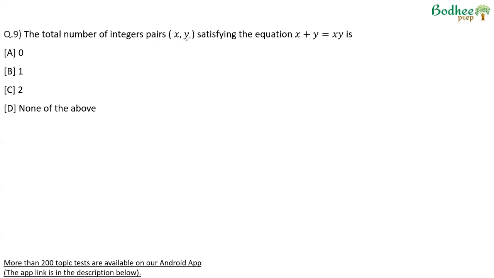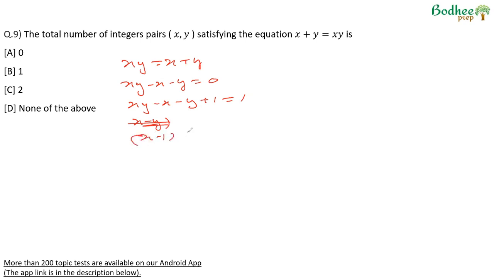The total number of integers x, y that satisfy xy is equal to x plus y. This can be written as xy minus x minus y is equal to 0. Coefficients are minus 1 and minus 1. Multiply them, we get 1. Add 1 on both sides. So this is nothing but (x minus 1) into (y minus 1) is equal to 1.